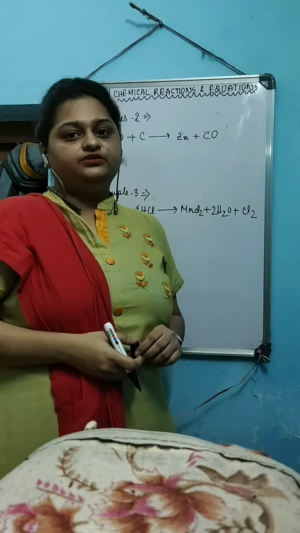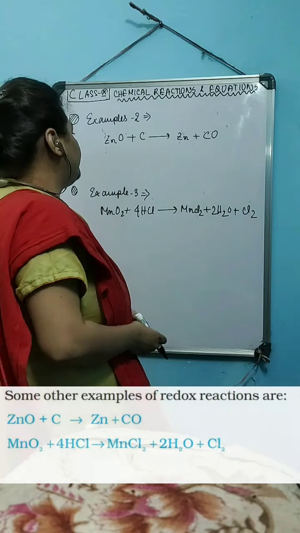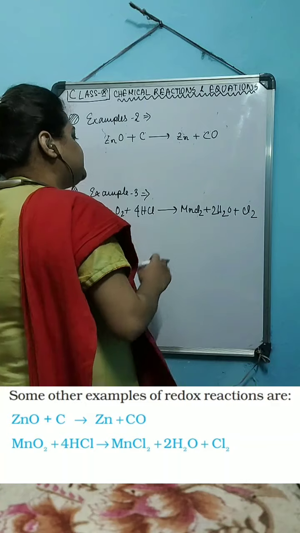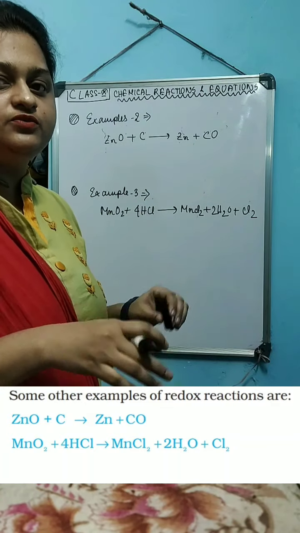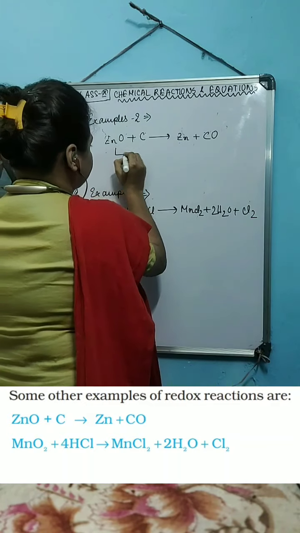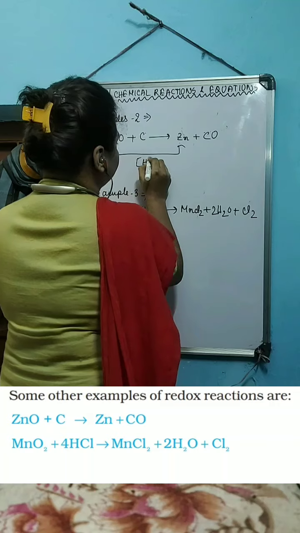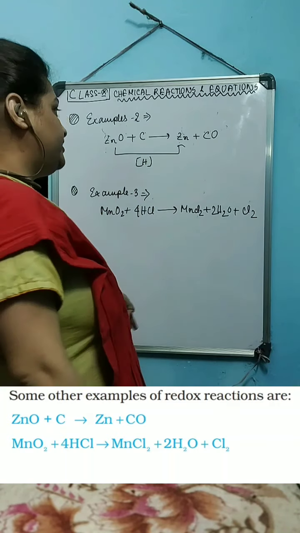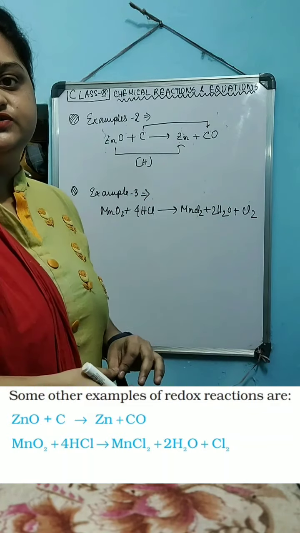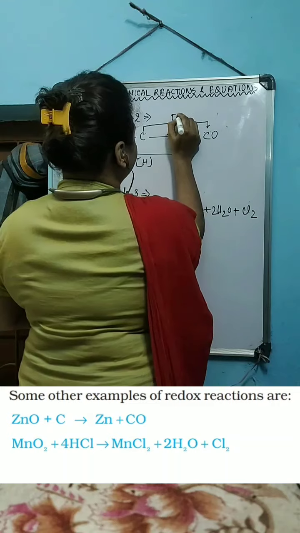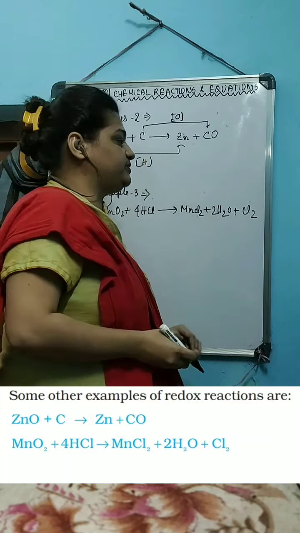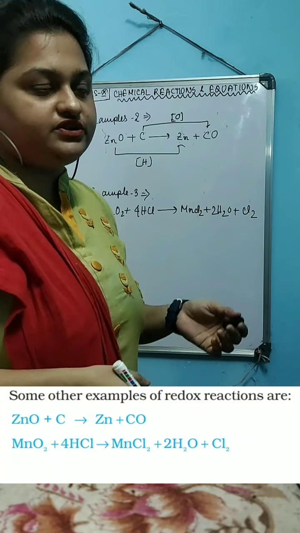The next example that we are going to study is where zinc oxide is reacting with carbon to produce zinc and carbon monoxide. By the simpler definition, zinc oxide, by losing 1 oxygen, is producing zinc. So this should be my reduction, where zinc oxide is reduced to zinc by losing one oxygen, whereas on the other hand carbon, by the addition of one oxygen, is transformed into carbon monoxide. So this one should be my oxidation. This was the explanation by the simpler definition of redox reaction.